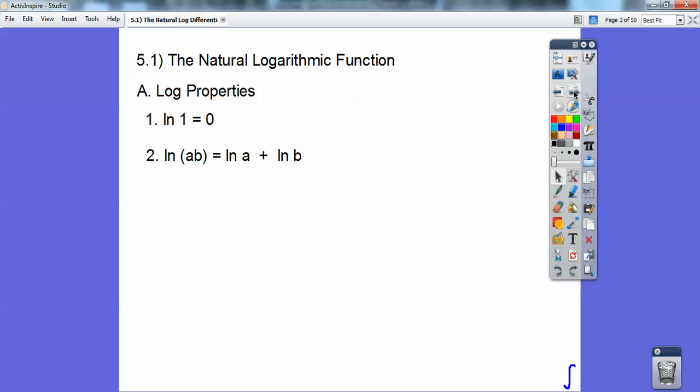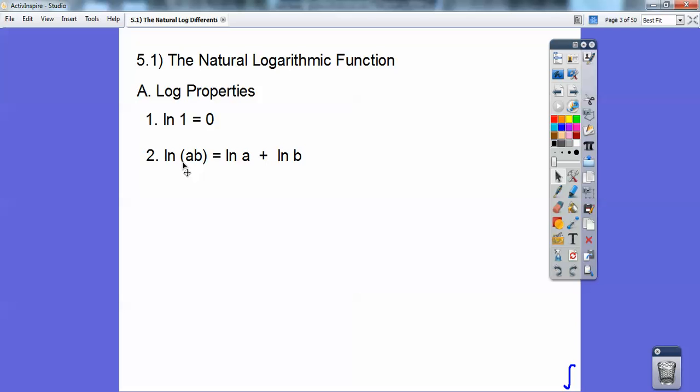Remember this, you guys? The natural log of 1 equals 0, because remember it's base e, so e to this power right here equals 1. Remember that rule right there? This base to this power over here equals that. So the log of anything of 1 always equals 0.